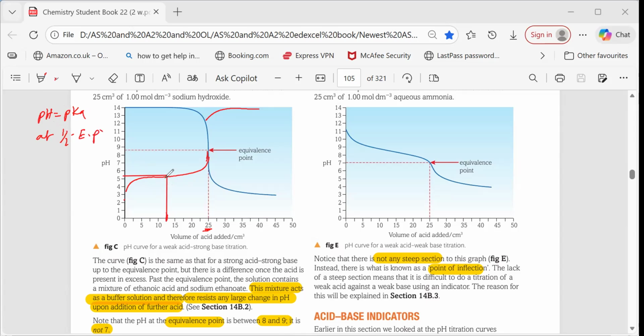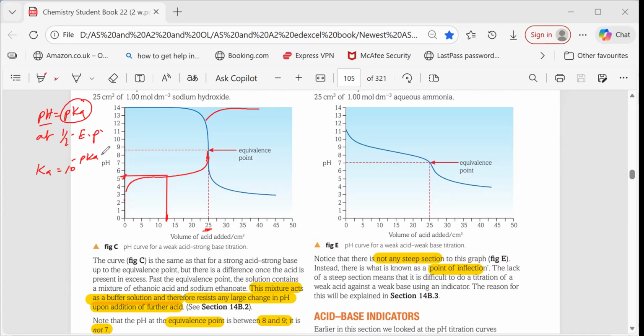So if they asked you to find the Ka value for the weak acid, you just come to the half the equivalence point, which is here 12.5. You go up and then you go right to the pH line. The value obtained here will be the pH, which is equal to the pKa of the acid. And if you get the pKa of the acid, the Ka is equal to 10 to the power minus pKa.